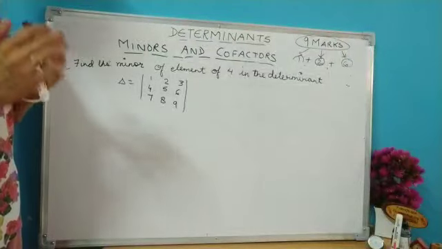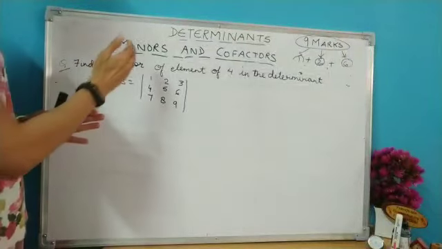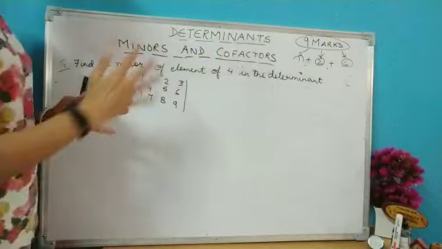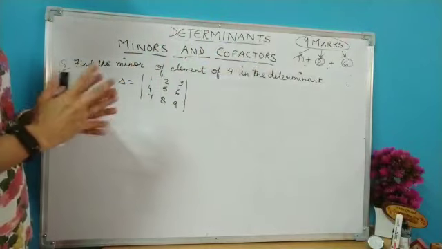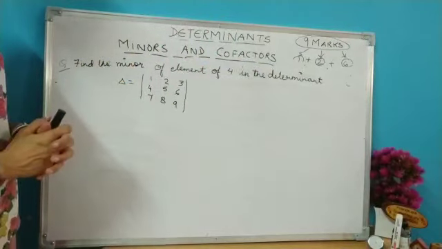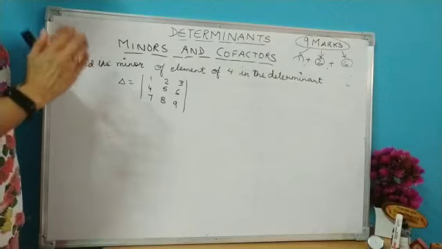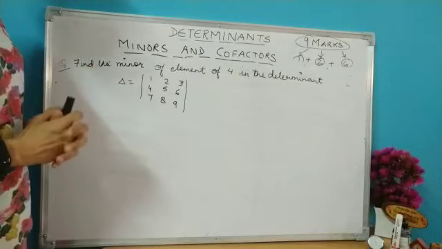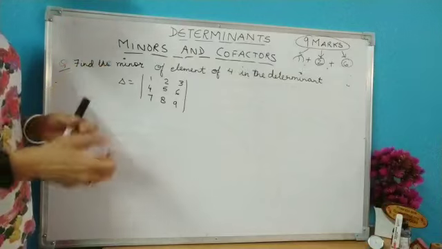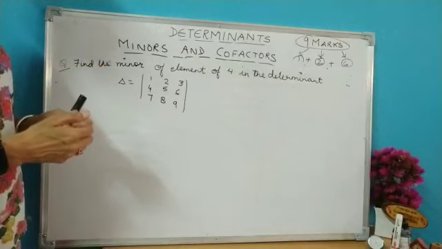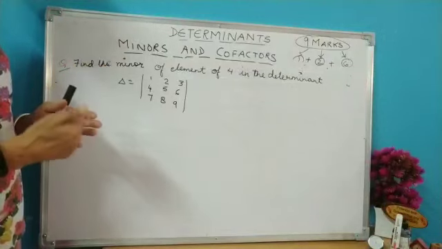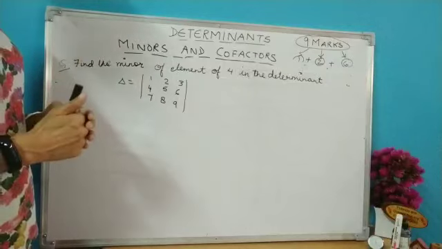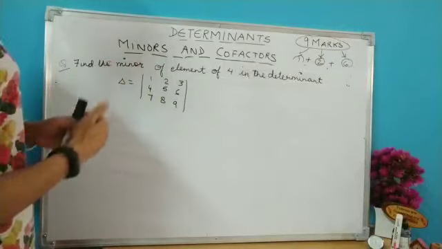Children, today we are going to discuss minors and cofactors of the determinants. First of all, we'll discuss minors. If we want to find the minor of an element, then we have to delete its row and its column. Look how we can do this by this example.